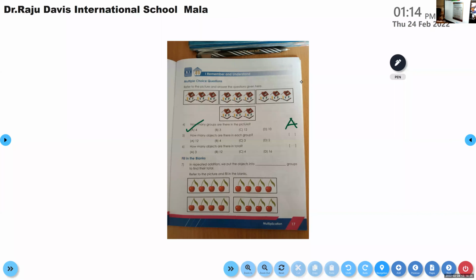Okay, now number 5. Austin, please unmute. How many objects or how many houses are there in each group? Each group having how many houses? One group having how much? Austin. I asked Austin. Why are others telling the answer? One group having how many houses, Austin? Count. 1, 2, 3. There are 3. So option C, 3.